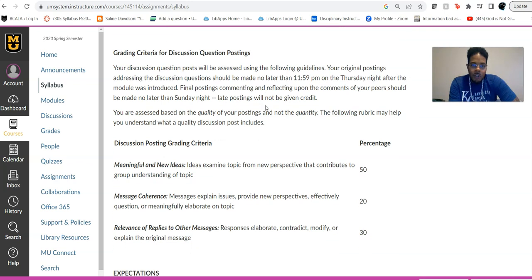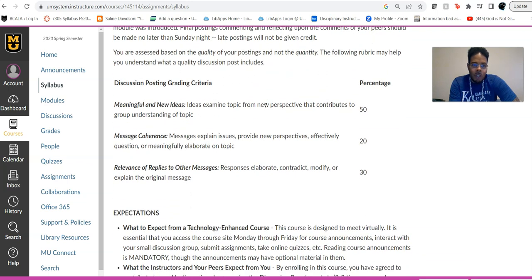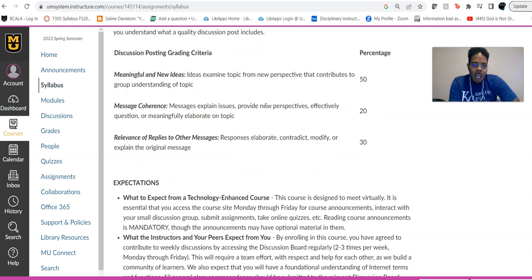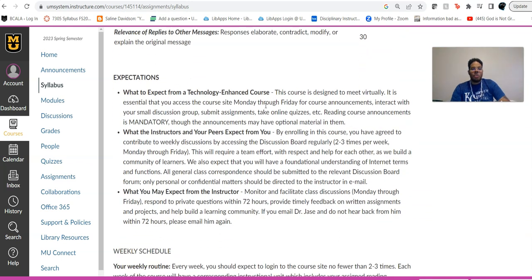Grading criteria for discussion board posts: meaningful and new ideas, 50 percentage points; message coherence, 20; and relevance of replies to other messages, that will be 30.